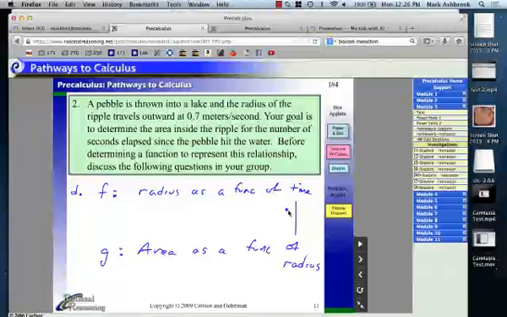If you're having trouble writing the rule for the f function, here's what I suggest. Make a table of values of time and corresponding radius based on the information given. After you make a few ordered pairs, two or three, you start to see the pattern and you can come up with the rule.